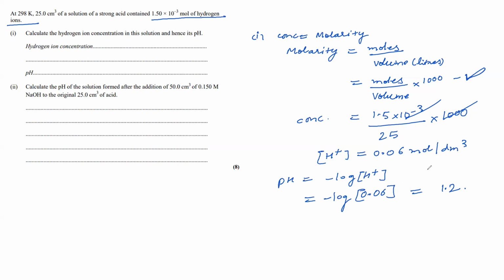Okay. Moving to the next question. They say, calculate the pH of a solution formed after addition of 25 centimeter cube of 0.15 molar NaOH to the original 25 centimeter cube of acid. So this is a little lengthy, but really interesting. Stay with me, stay focused, and you will be able to solve this question. Let us assume this strong acid to be any hypothetical acid, HX.